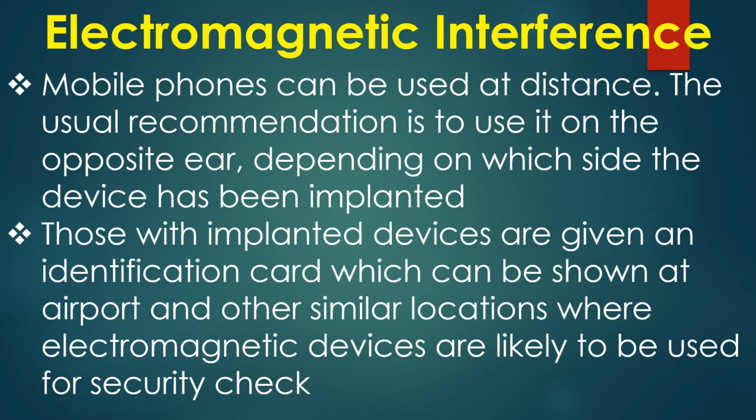Mobile phones can be used at a distance. The usual recommendation is to keep it on the opposite ear depending on which side the device has been implanted. Those with implanted devices are given an identification card which can be shown at airports and other similar locations where electromagnetic devices are likely to be used for security check.